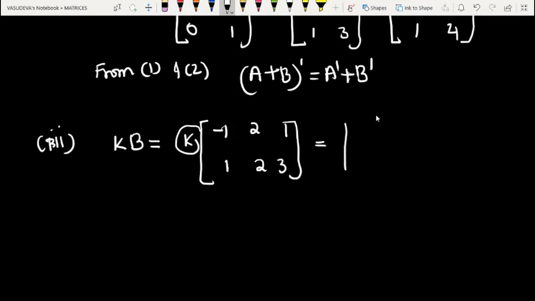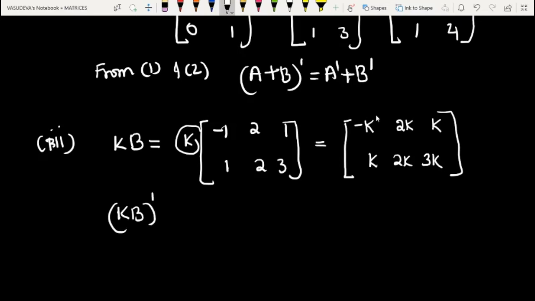Multiplying all the elements by k: minus 1 into k is minus k, 2 into k is 2k, and k, and k, 2k, and 3k. So now consider kB whole dash.